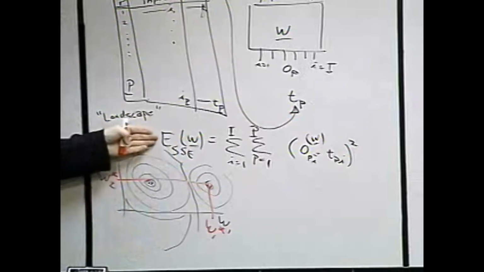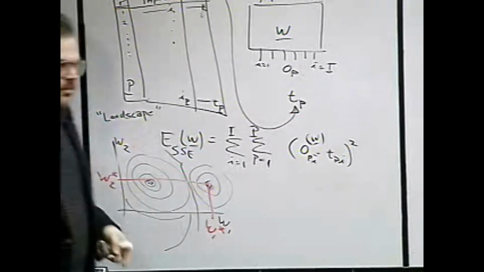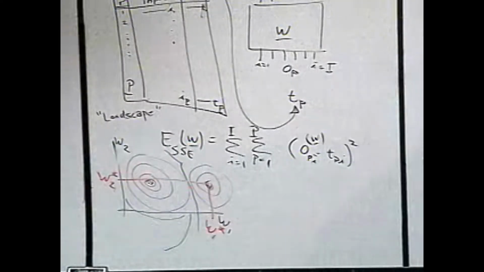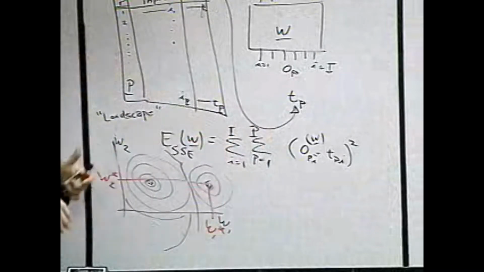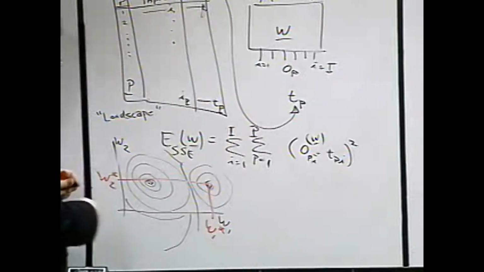And you'll notice this error function is not the only one that we could use. It works. It's a mean square error, and we know that some of the things that we would like to do is we would like to minimize this. And we like mean square errors, but that's not the only one we have to do.